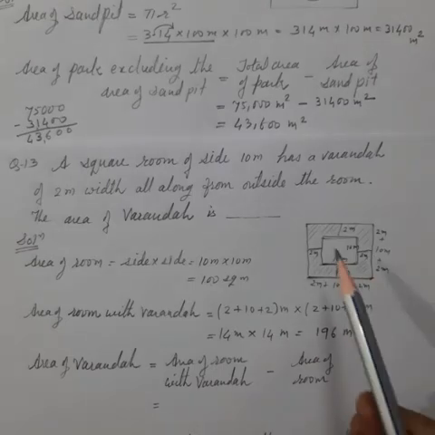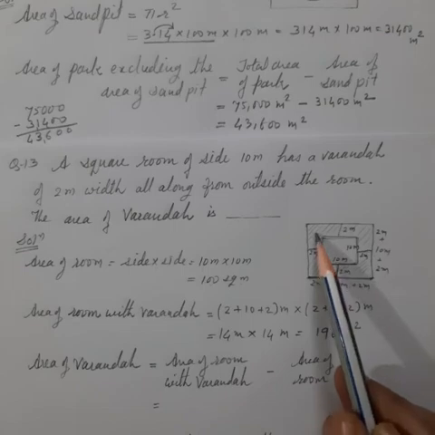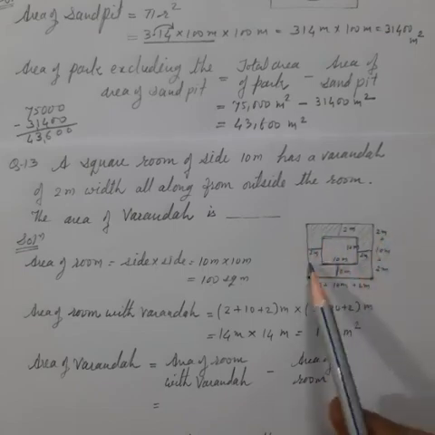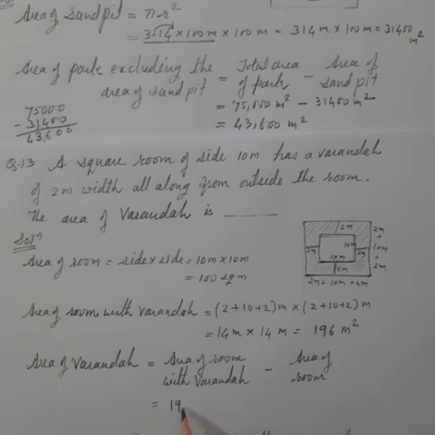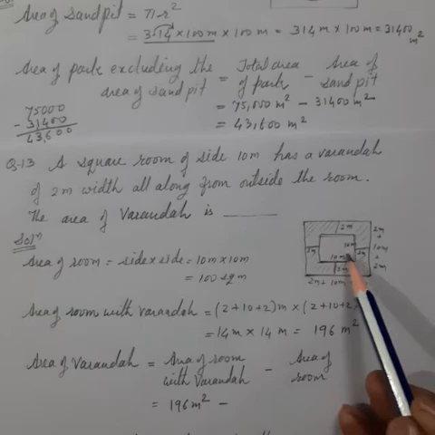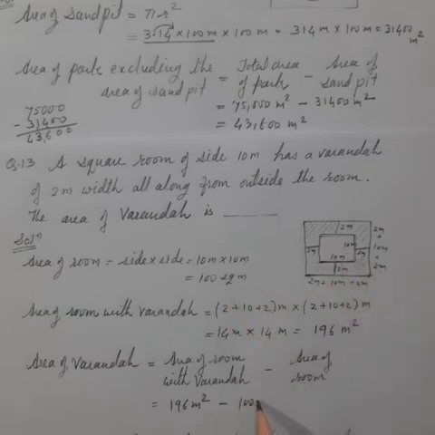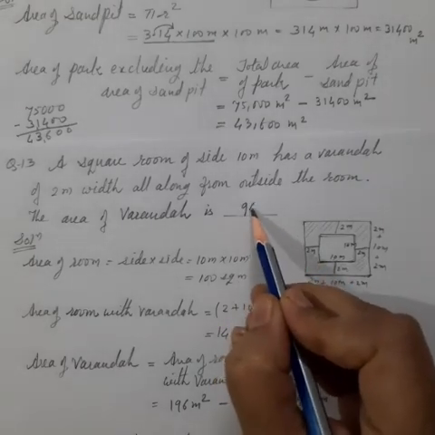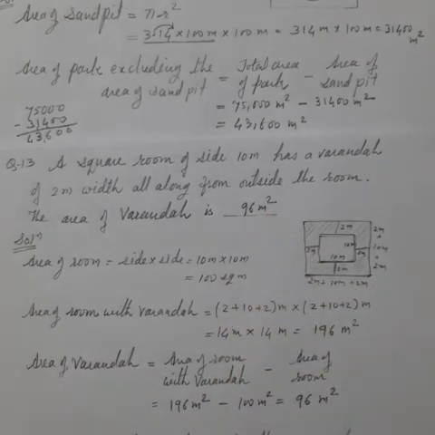And now to find the area of veranda from the total area, area of the room with veranda, 196 meter square. Subtract the area of the room, 100 meter square. Subtract it. 196 minus 100 is 96. Unit is meter square. So the area of veranda is 96 meter square.